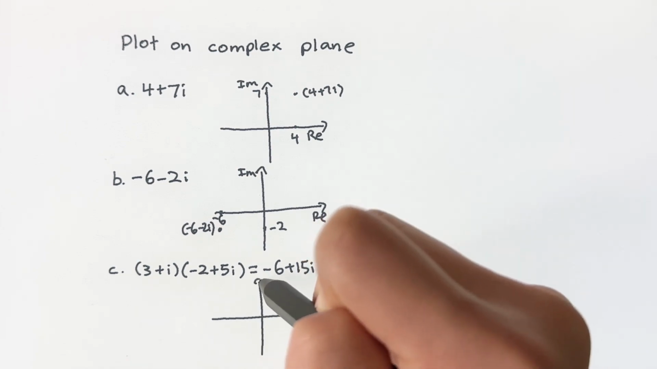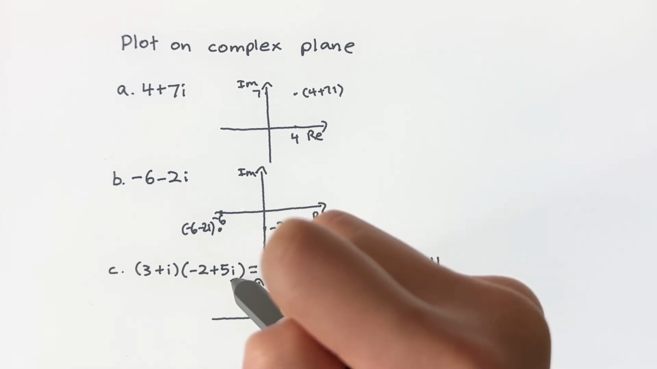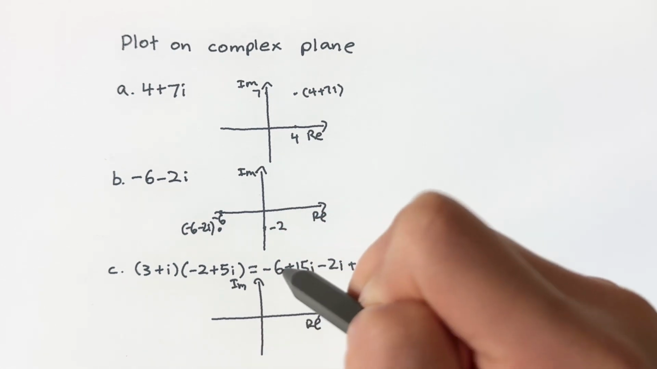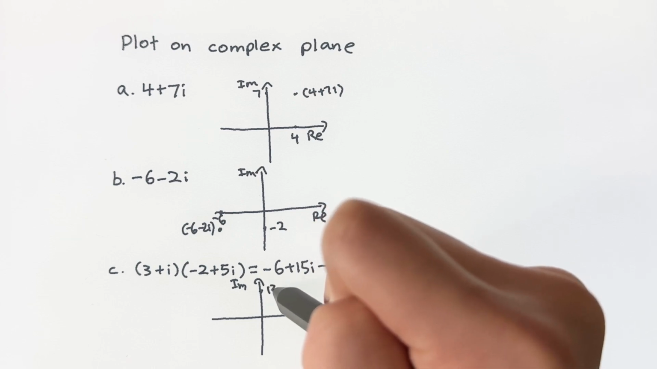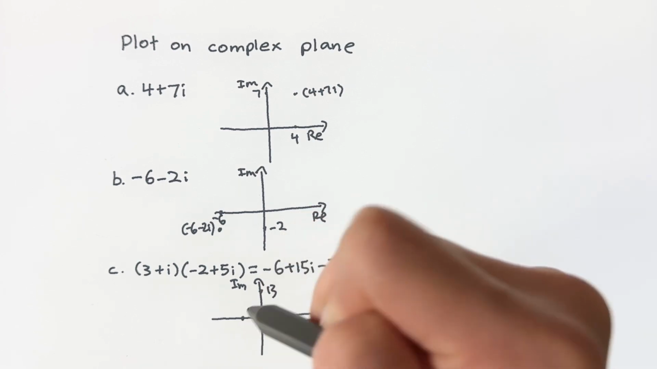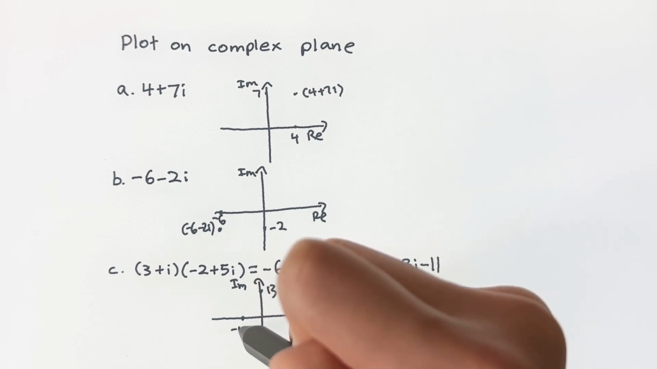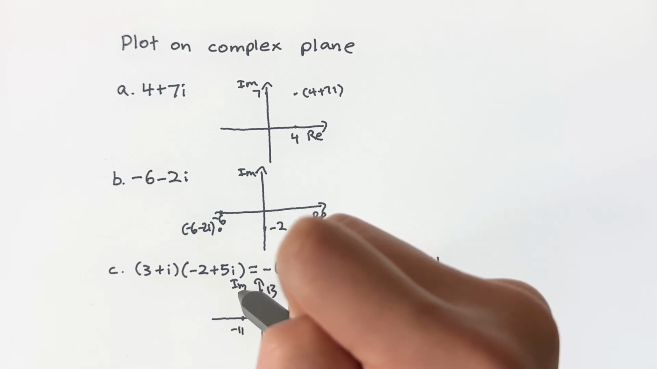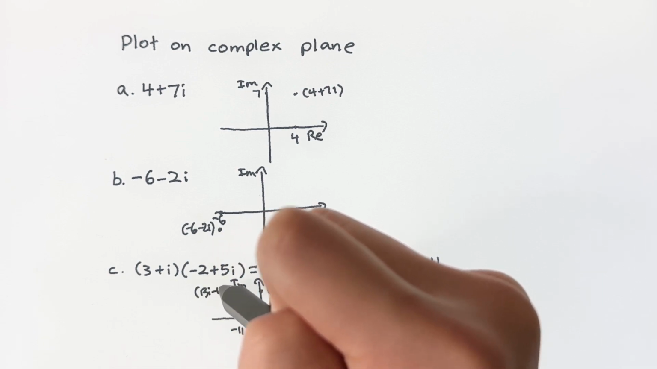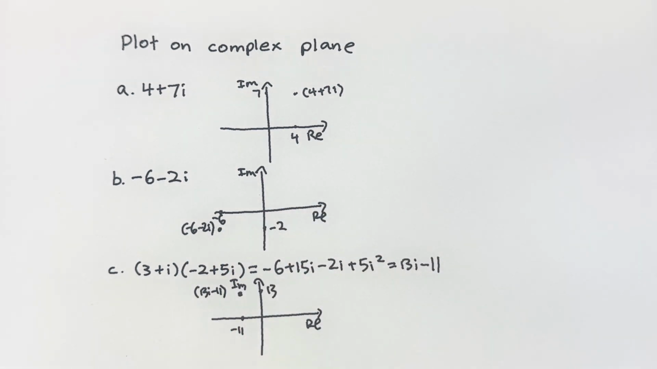So once again, we graph it using the same approach. So we can call this point 13 and this point negative 11. So then this point will be 13i minus 11. And that is how you graph the numbers on a complex plane.